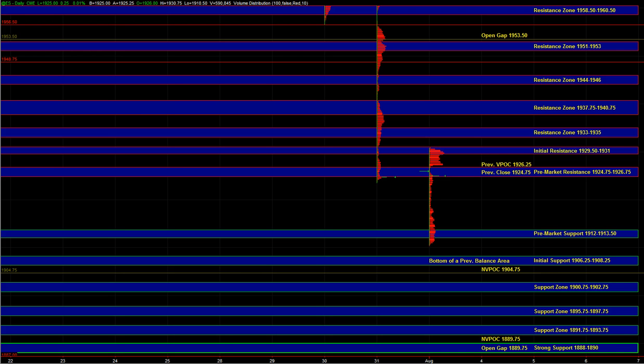On the downside, 12 to 13.5 is a pre-market support idea. So if we head down there, after the open, first test, it can attract buyers. Below that, we have initial support, 06 quarter to 08 quarter. It's the bottom of a previous short-term balance area. And then we have 1904.75 naked VPOC under that. The really big support zone at this point, the major support on the downside, is 1888 to 1890.